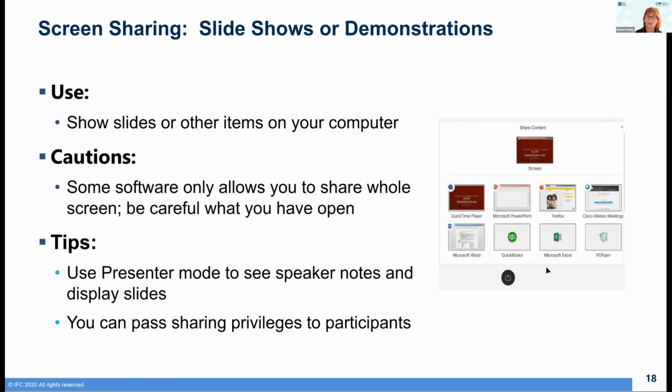So make sure you understand how it works on your system, especially if you have your PowerPoint up and then you click on a link and it brings you to a video. Remember, you might need to share that video separately. Otherwise, you're going to see the video and go, isn't this great? But your participants are still looking at your PowerPoint.